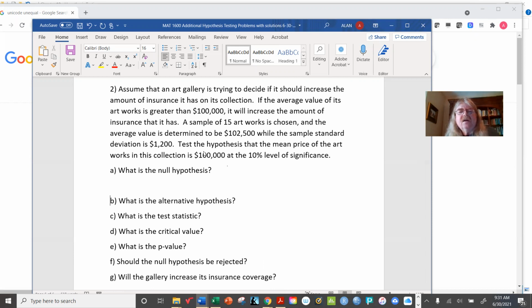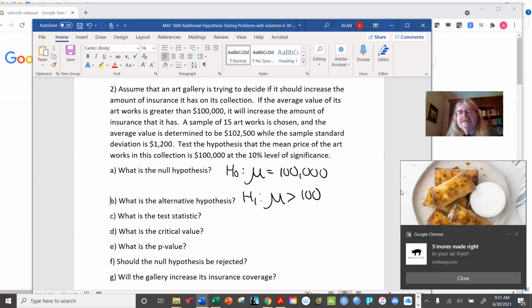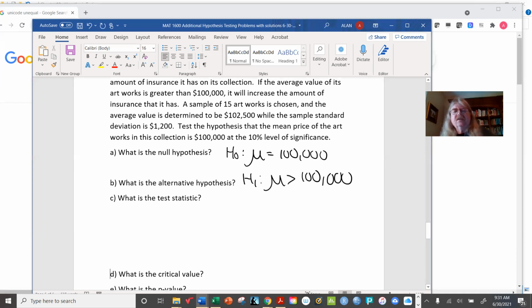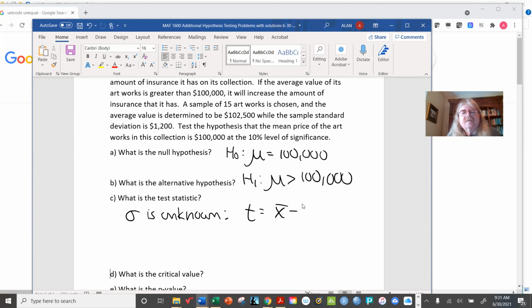So the null would be, of course, that the mean is exactly 100,000. The alternative is that it is above. So this is a right tail test. The test statistic, now again, remember, we don't know the population standard deviation, which implies that the test statistic is this.